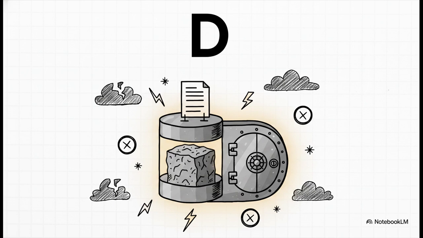And last but not least, D for durability. This is the ultimate promise. Once that transaction is committed and the system gives you the thumbs up, that's it. It's permanent. It's going to survive a power failure, a system crash, you name it. That data is locked in and safe.